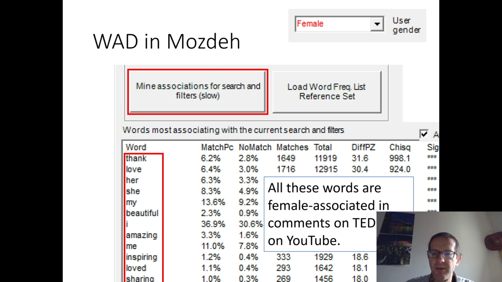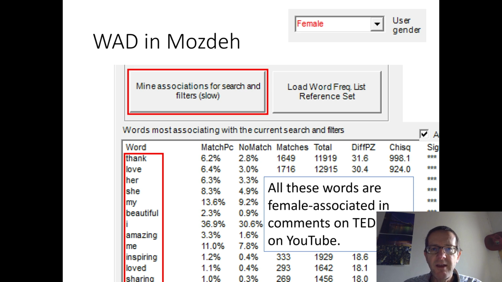So in Mozdeh, how does it work? This shows the results of clicking the Mine Associations button in Mozdeh after selecting a female gender, and the set of text to analyze here is comments on TED Talks on YouTube.